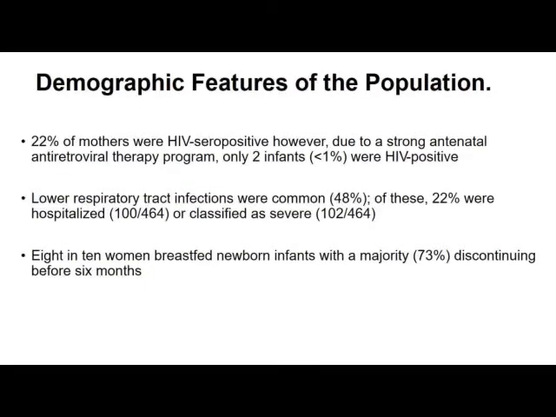So some demographic features: 22% of mothers were HIV seropositive. This is a very high HIV burden area. There was a very strong antenatal ART program, and all these mothers were put on ART, so only 2 infants were HIV positive, which is below 1%. There was a high prevalence of lower respiratory tract infections, with almost 50% of kids having at least one lower respiratory tract infection, and 22% of these were severe. And 8 in 10 women breastfed, but this was discontinued before 6 months in the majority of those that started it.